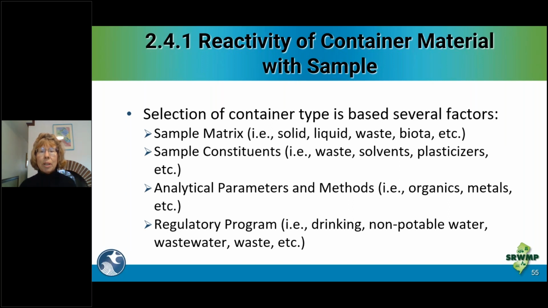The sample container type is based on several factors. First, the sample matrix, whether it's solid, liquid, waste, biota, tissue, etc. Secondly, the sample constituents, waste, solvents, plasticizers, etc. Third, the analytical methods used to determine the constituents in that sample, such as organics, metals, etc. And fourth, the regulatory program under which the activity is being taken, drinking water, non-potable water, wastewater, water and waste.